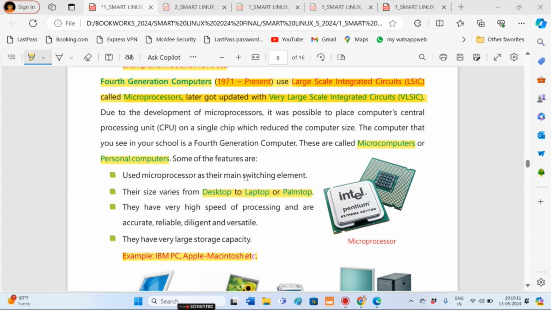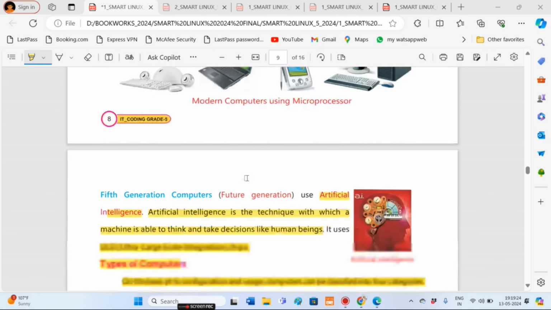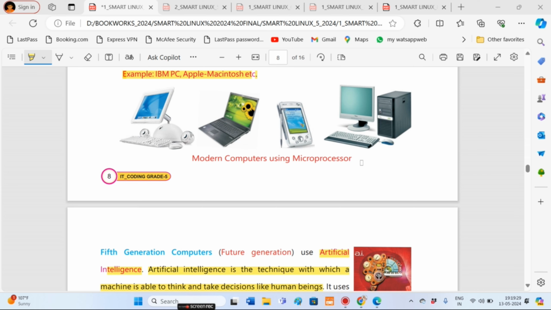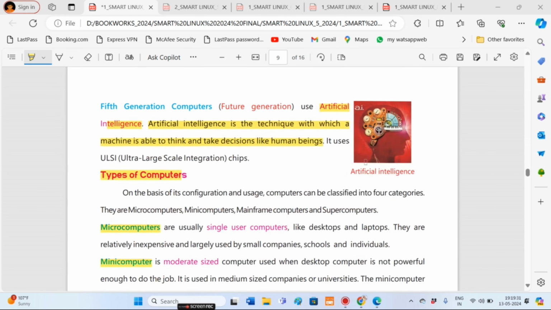So the computer we are using now is a fourth generation computer and they use large scale integrated circuits and the computer you use in school is a fourth generation computer. Size varies from desktop to laptop or palm top. Okay. These are the modern computers using microprocessor.